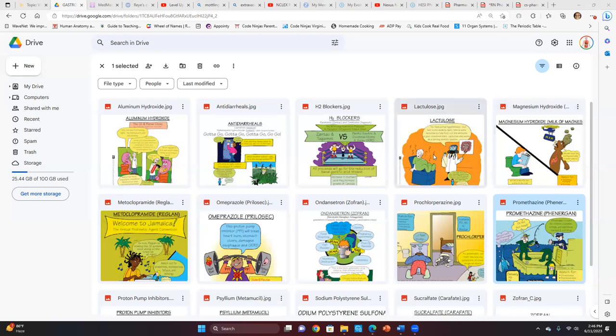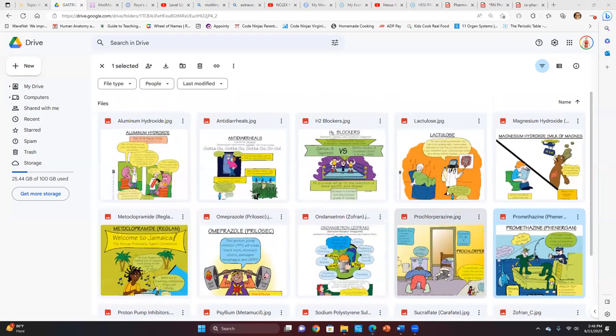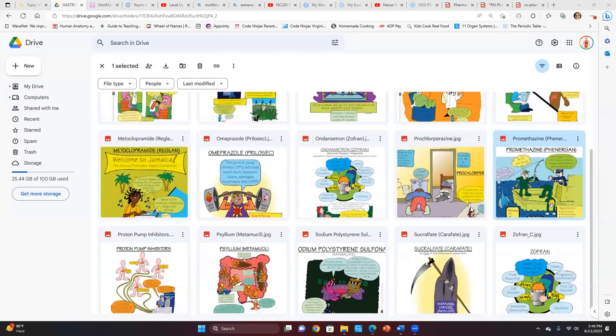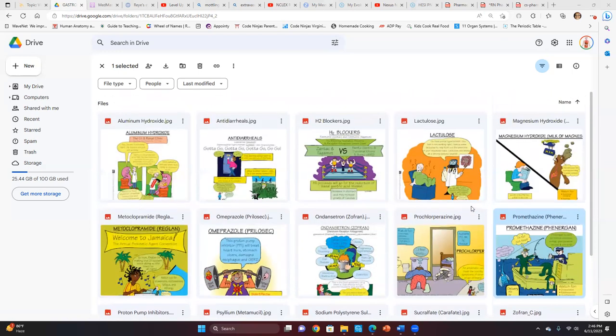Okay, let's jump into our antidiarrheals. Loperamide. I might not have a picture for that, so I'll just talk about loperamide for a moment. This is an antidiarrheal, and it makes me think of that Kaopectate commercial. They're all dressed up in pink, nausea, vomit, diarrhea. You know that commercial I'm talking about, hopefully.